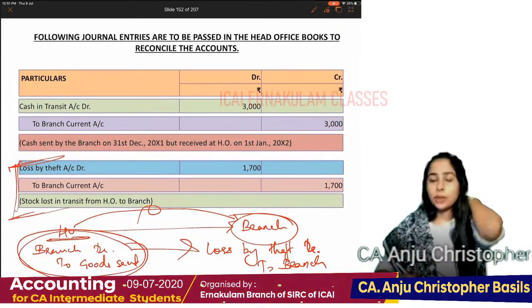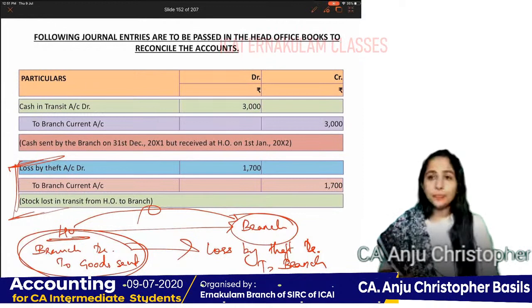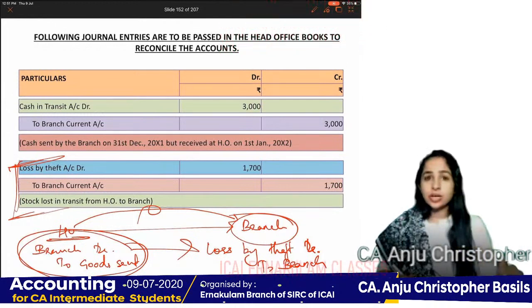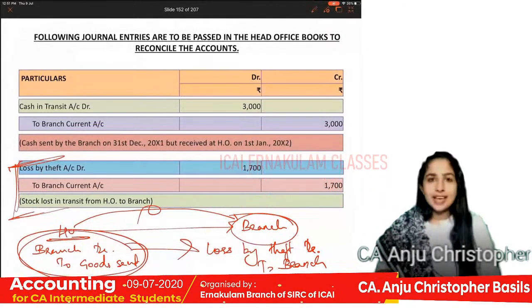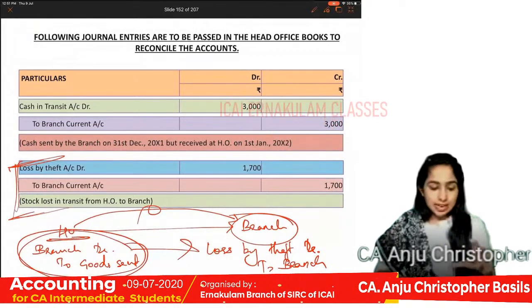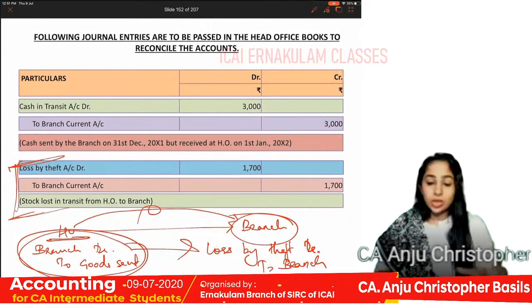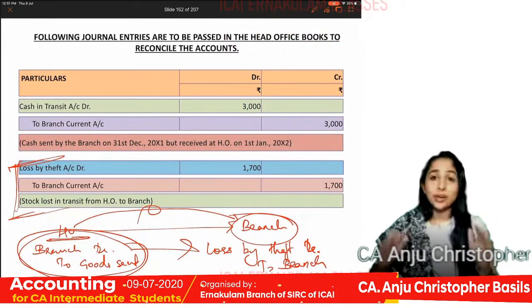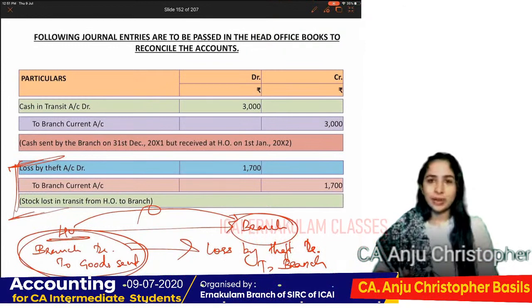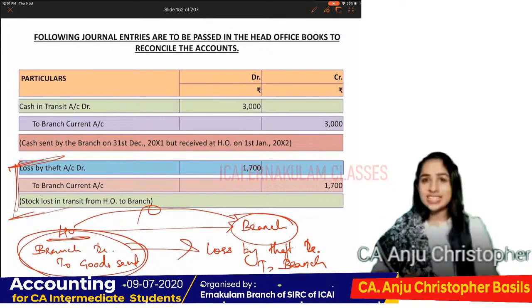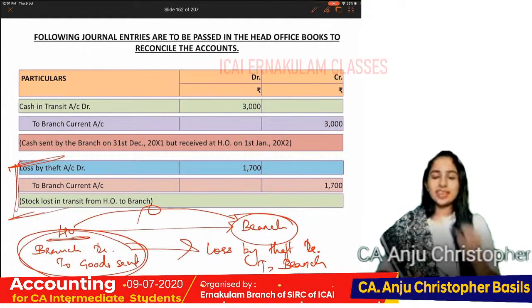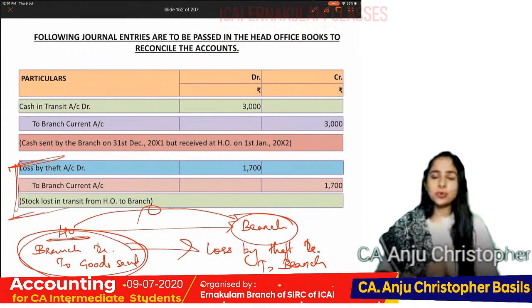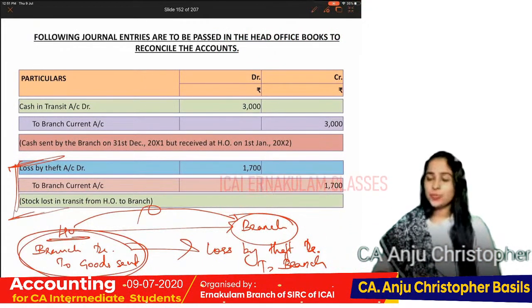Are you getting it, students? Are you able to understand that also, everybody? Second journal entry also, is that clear? Good students. All right, so if it is clear, kindly take down these two journal entries. Only these two journal entries are required to reconcile the accounts, and we will see right after this if the accounts are reconciled. So kindly take these two journal entries down, students. Everybody, once you're done, please drop in a message also.